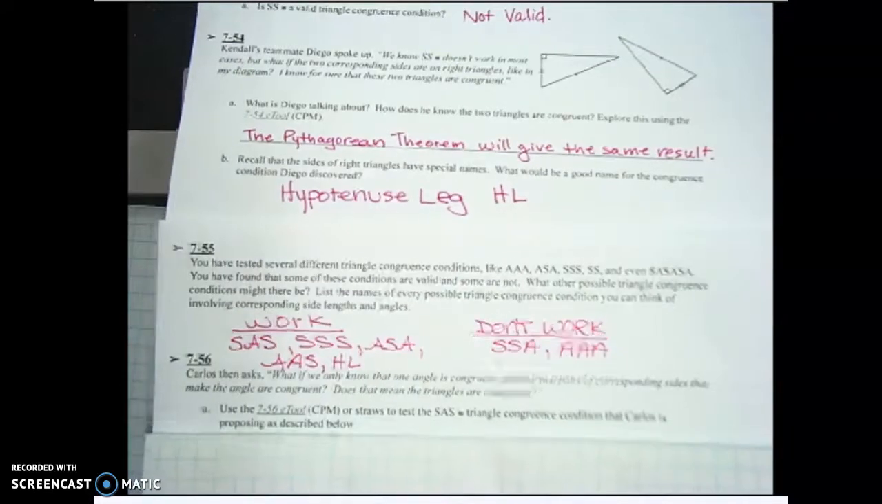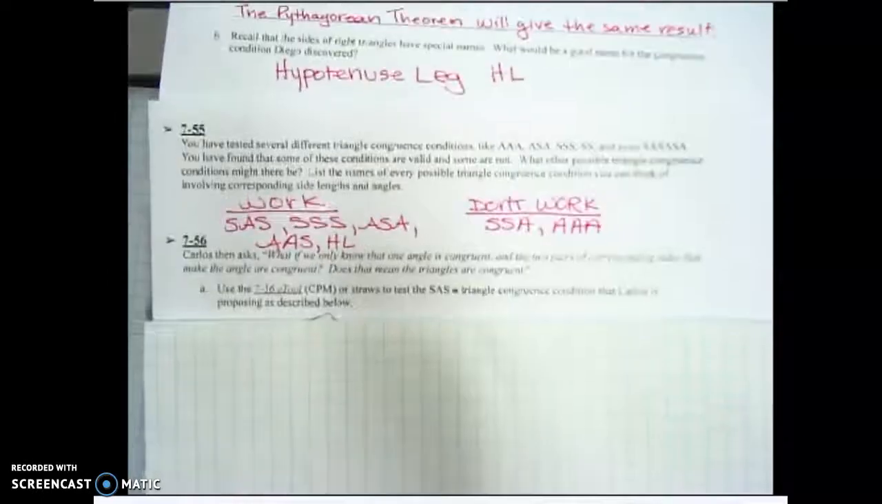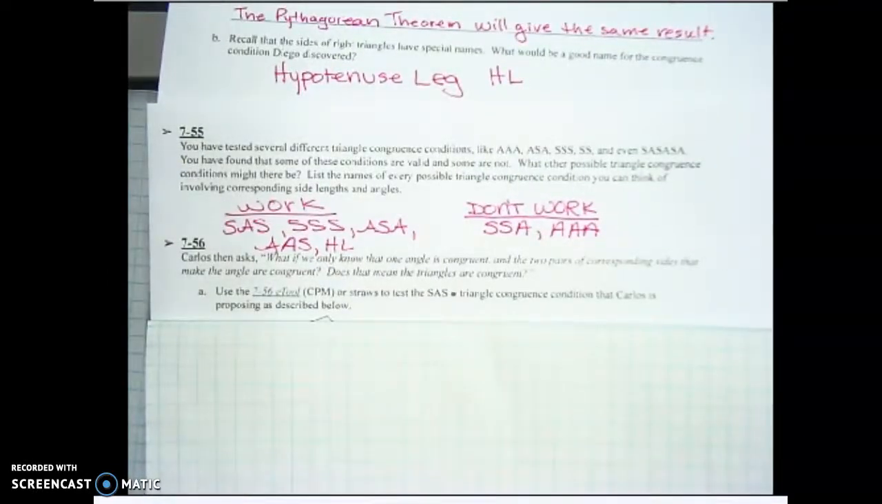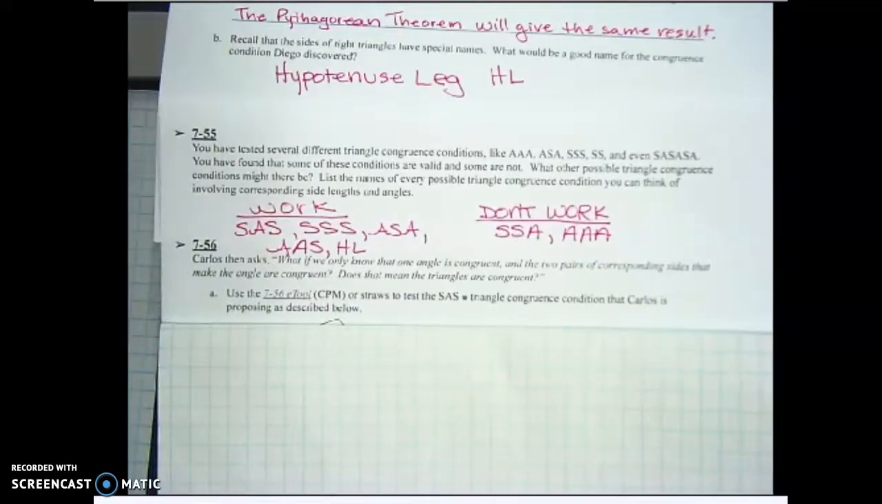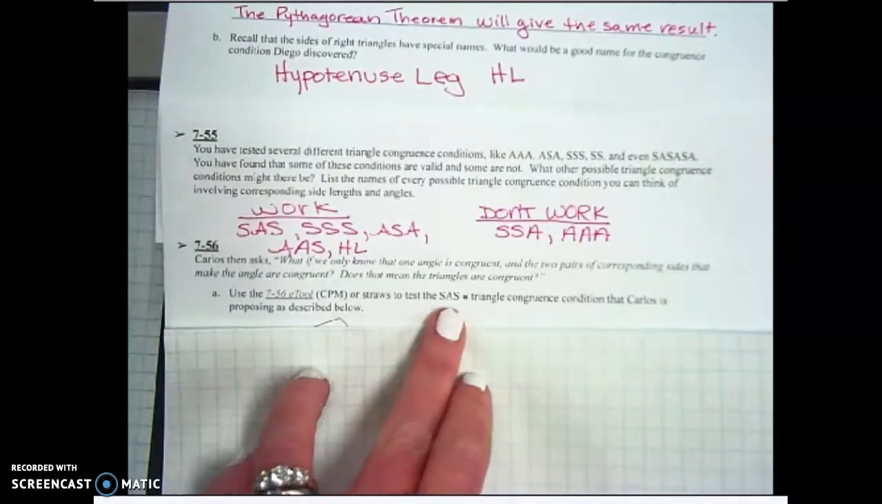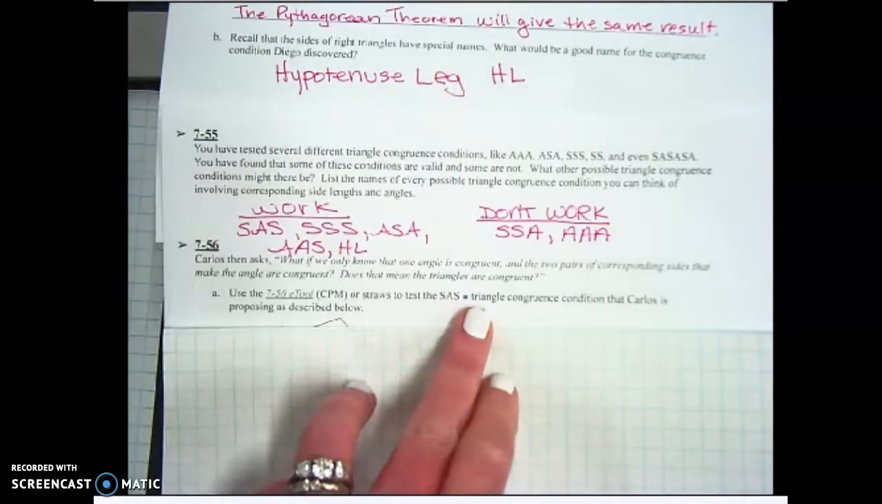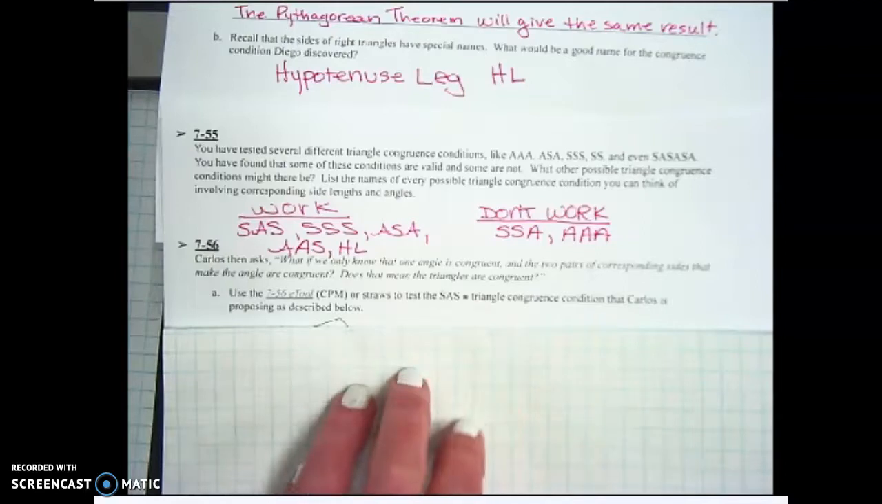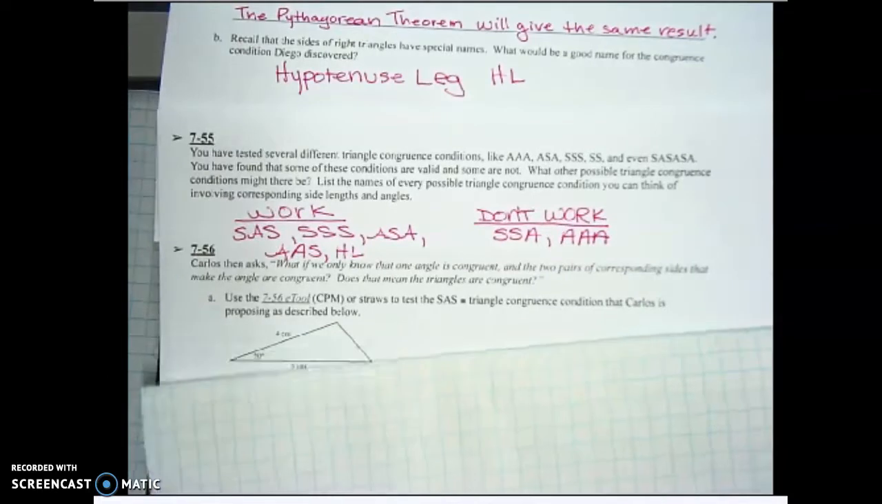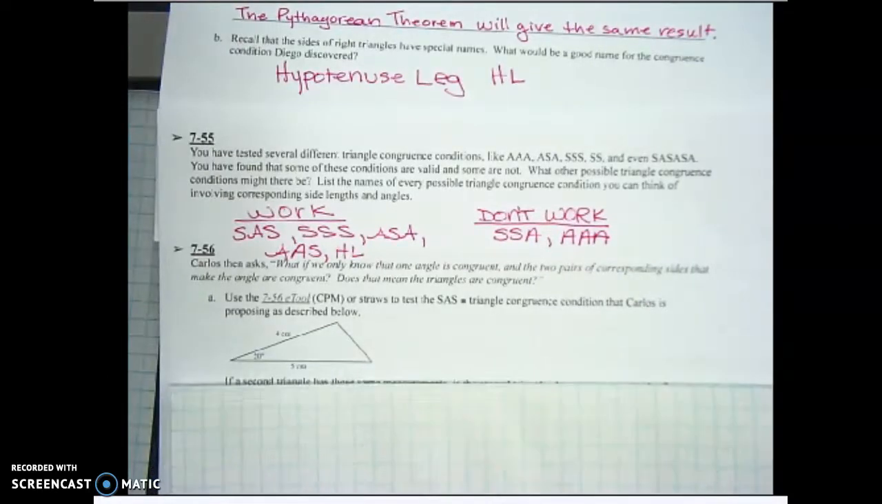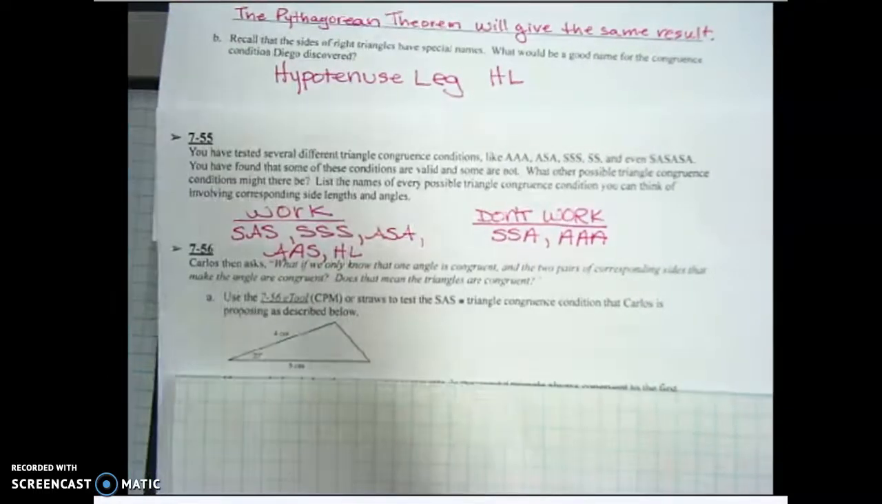All right, question 56 says, Carlos then asks, what if we only know that one angle is congruent and 2 pairs of corresponding sides that make the triangle are congruent? Does that mean the triangles are congruent? So we're going to use straws again to test the side-angle-side triangle congruence condition that Carlos is proposing as described below. Okay, so here's our triangle. We're going to create this triangle.